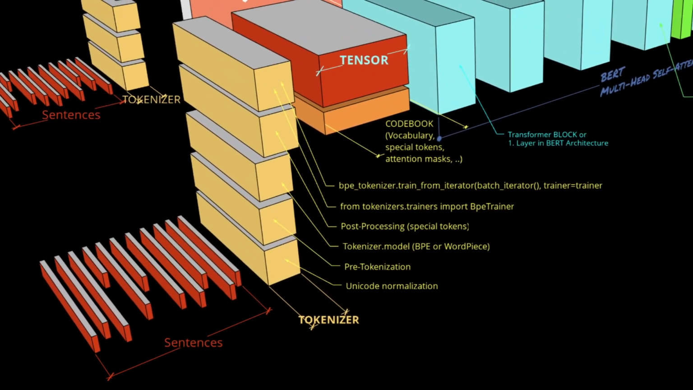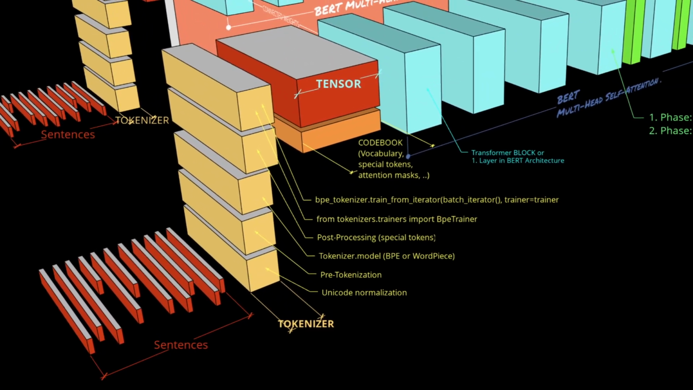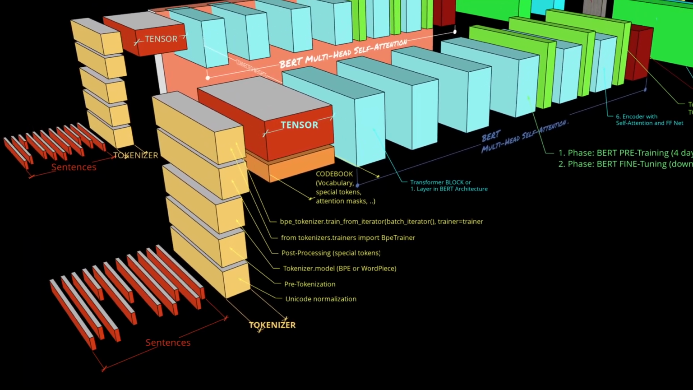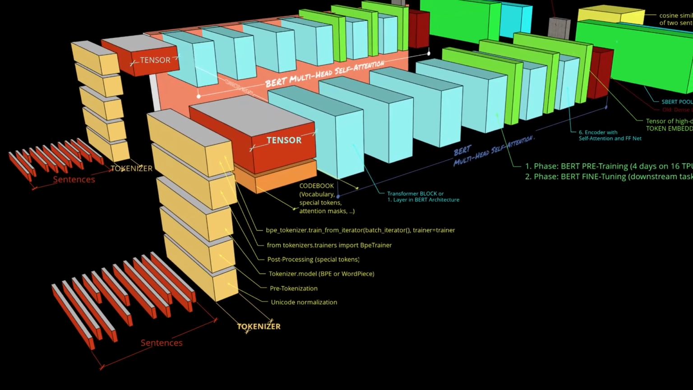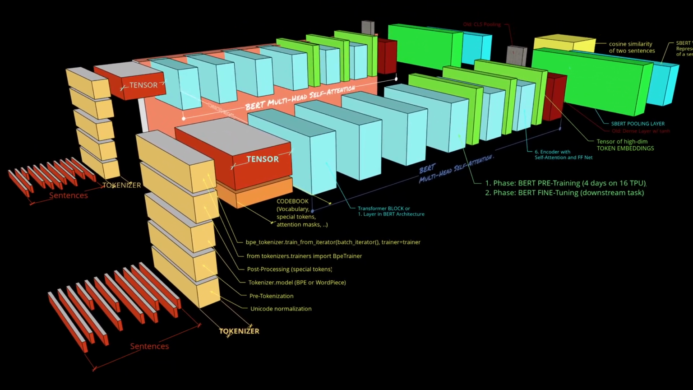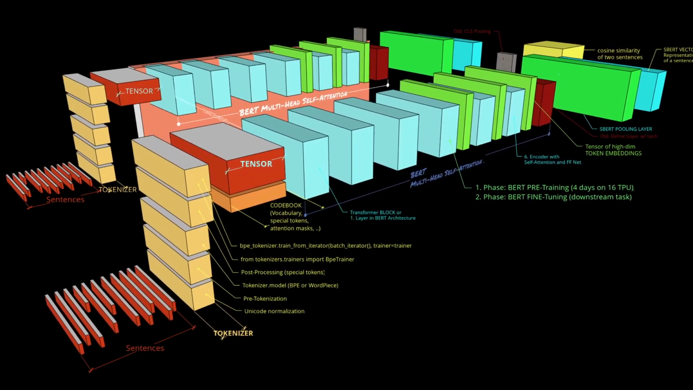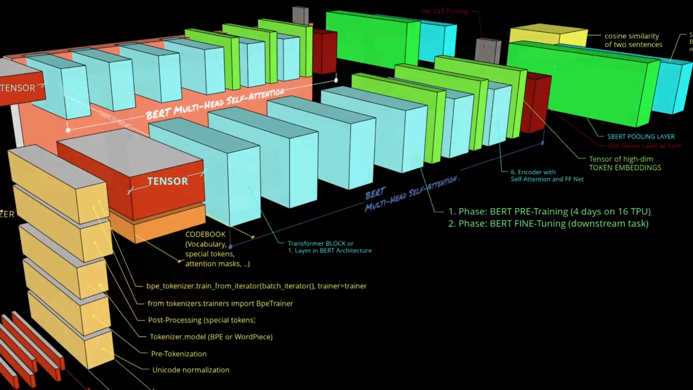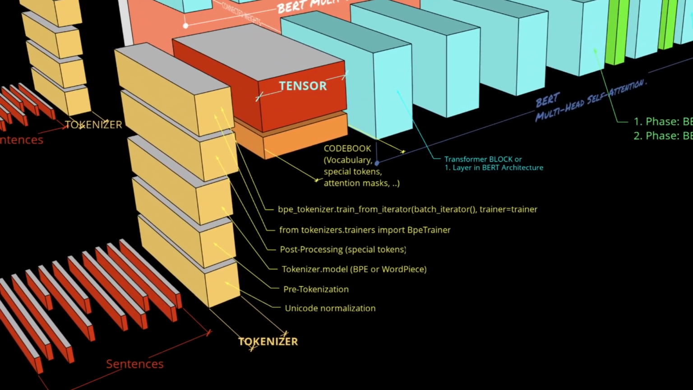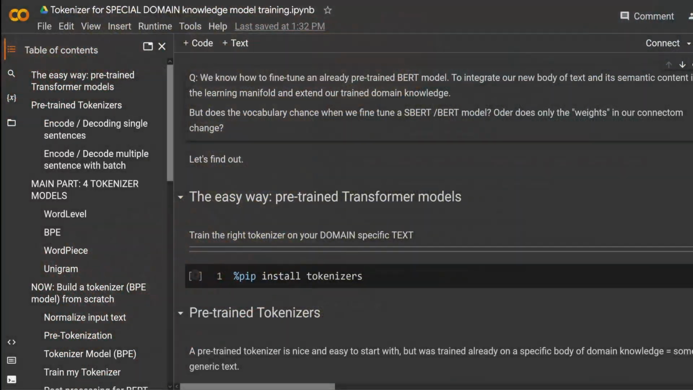Starting from our sentences, we learn a tokenizer on our text, build an optimized tensor representation, and design a BERT model with our number of layers and hidden dimensions to optimize our results. But at first, we have to start with our specific tokenizer for our text. So, and here we are.